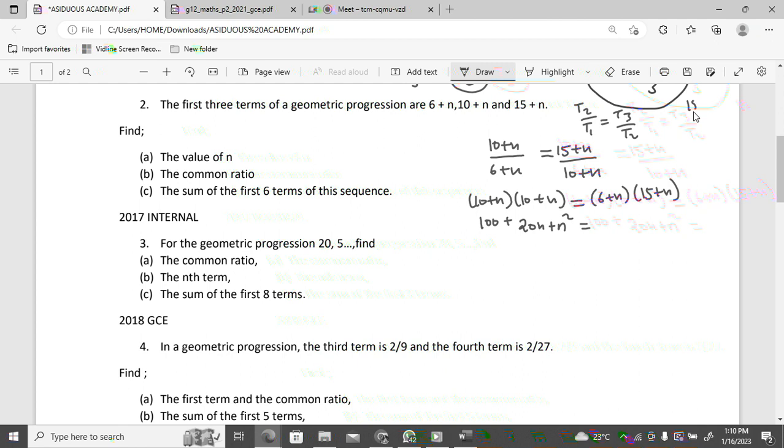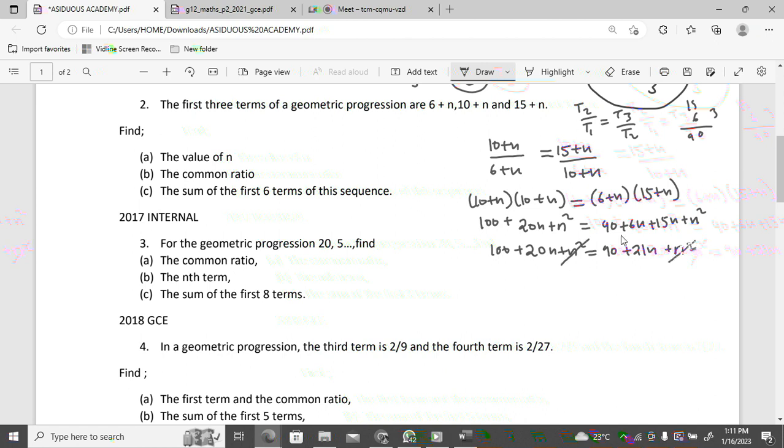And then this side, 6 times 15, and say 15 here, 6 there, 30 is your remainder 3, that is going to be 90. And then 6 times n, that will be 6n, n times 15, 15n, and then n times n, that will be n squared, giving us 100 plus 20n plus n squared, and that is going to be equal to 90. If we say 6n plus 15n to give us 21n, and then plus n squared.